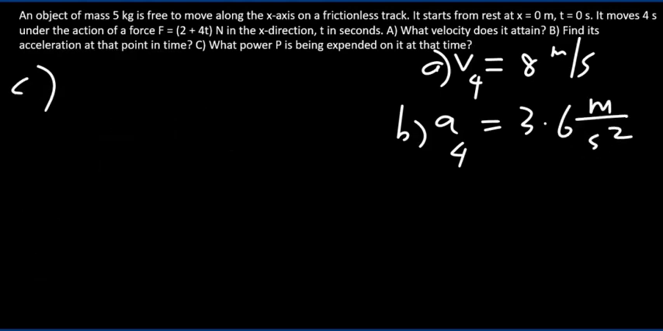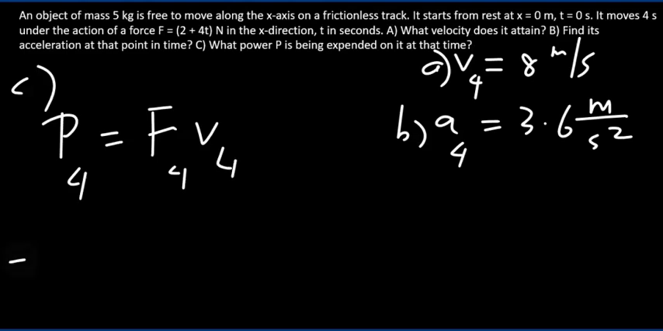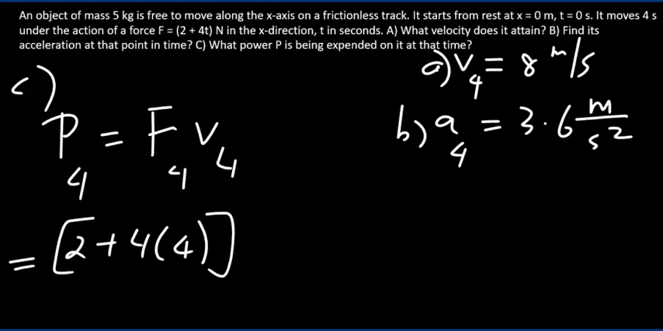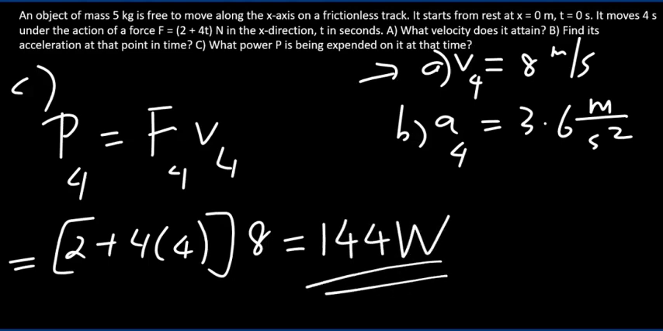And finally, part C, what power P is being expended on it at that time? So power at t equals 4 seconds equals the force at t equals 4 seconds times the speed at t equals 4 seconds. So the force at t equals 4 is 2 plus 4 times 4, and v at t equals 4 is from part A, which is 8 meters per second, and that's going to give you 144 watts. And that solves the problem.